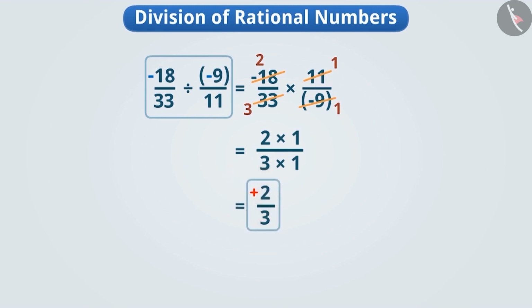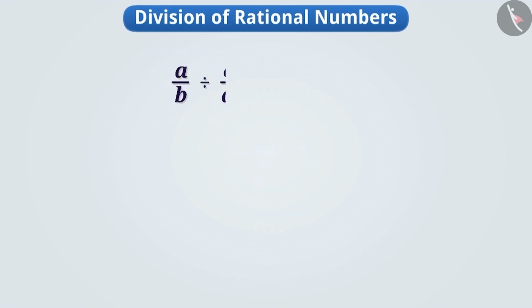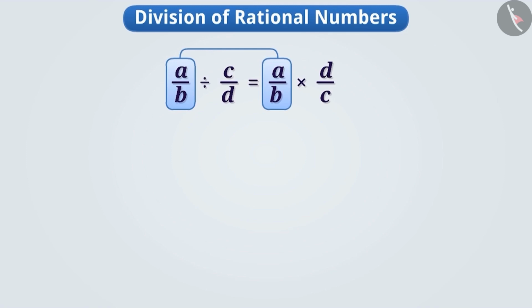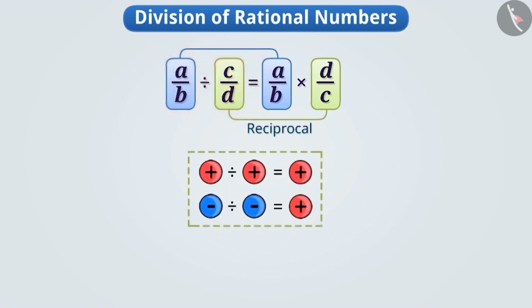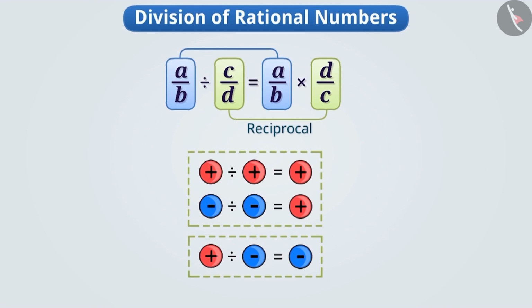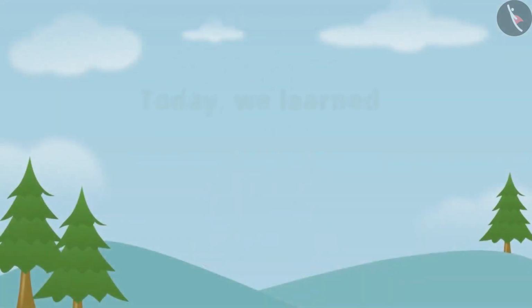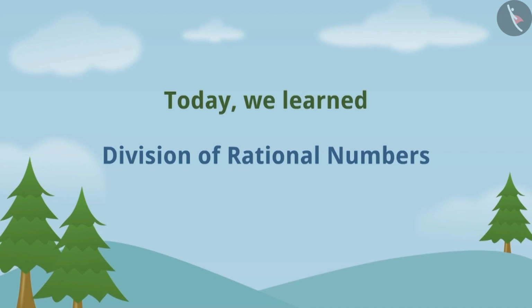So what did we learn from this video? While dividing any two rational numbers, the first number is kept exactly the same and is multiplied by the reciprocal of the second number. If the sign of the numbers to be divided is the same, the result is positive. But if the sign of the numbers to be divided is different, the result is negative. So now you have learned how to divide rational numbers. In the next video, we will see some interesting examples related to this.